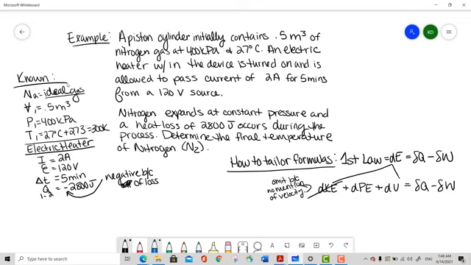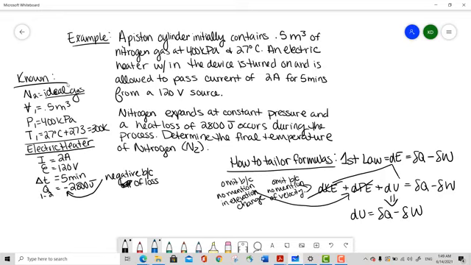And then again, what else can we do? Well, we know that potential energy is based on elevation change, which there was no mention of, so we can omit this. Okay, so then what we're really left with is dU equals Q minus W. Okay, so that's really what we are left with.